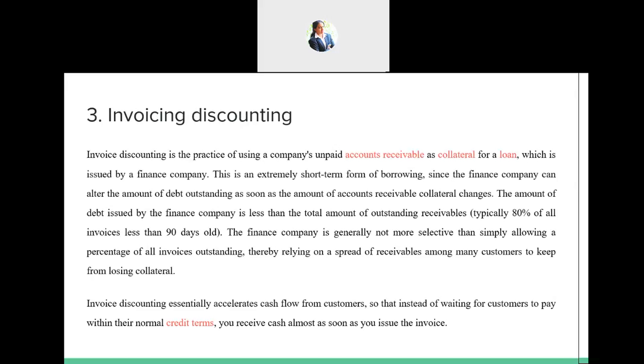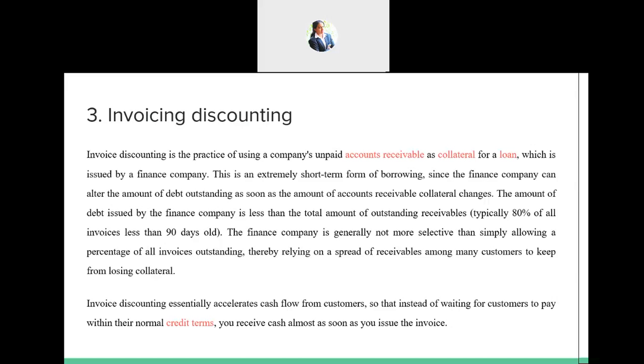Now the third one is invoice discounting. It is a form of asset-based finance which enables a business to release cash which is tied up in an invoice, and unlike what we discussed regarding factors, it always enables a client to retain control of the administration of its debtors.